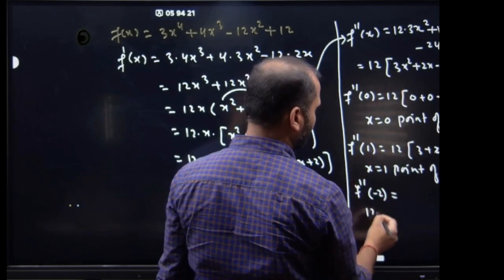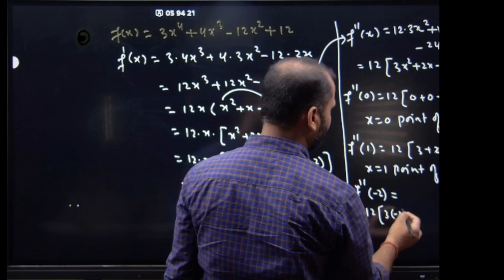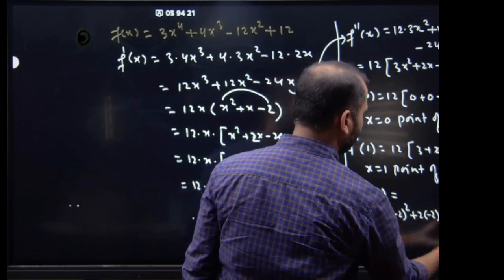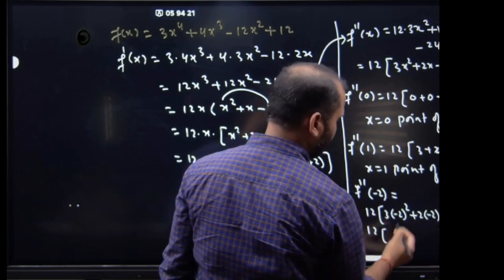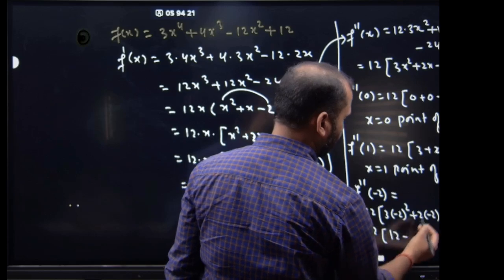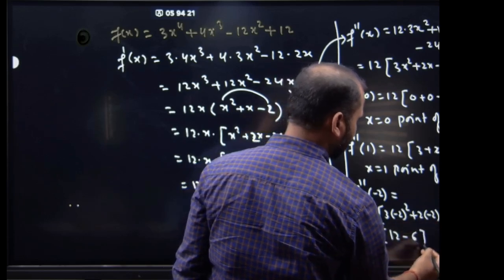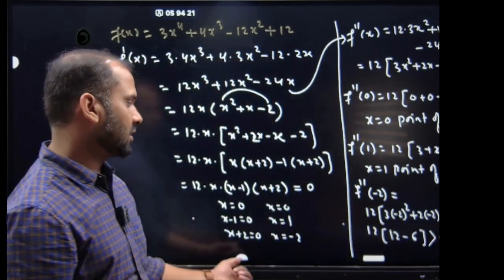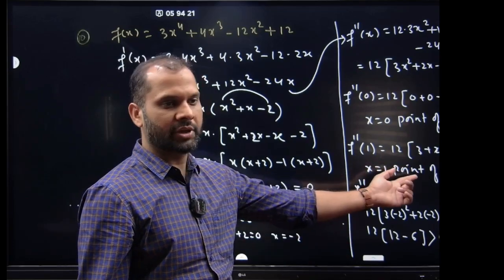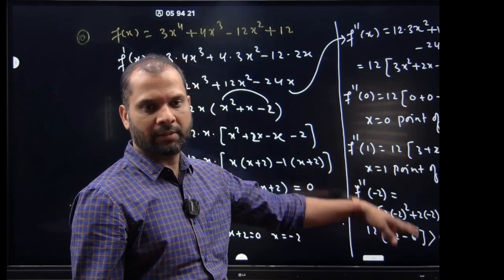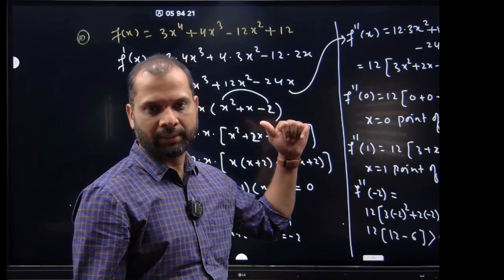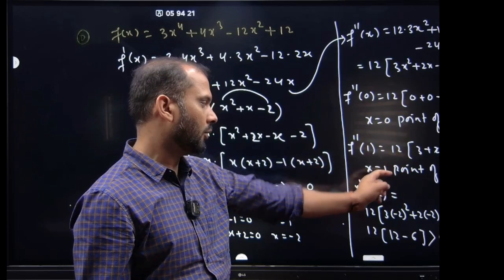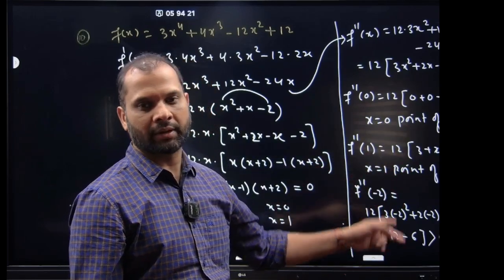Next, f double dash at x is equal to minus 2, you tell me. Same thing, you substitute: 12 into 3 into minus 2 the whole square plus 2 into minus 2 minus 2. How much will it be? 2 2s are 4, 3s are 12, 12 minus 6. Yes, it is also greater than 0, right? So, x is equal to minus 2 is also point of minima. Now, which one is global minima, local minima? Value will tell you, right? So, if they are asking, maxima point is 0, minima points are 1 and minus 2, both are minima points, correct?